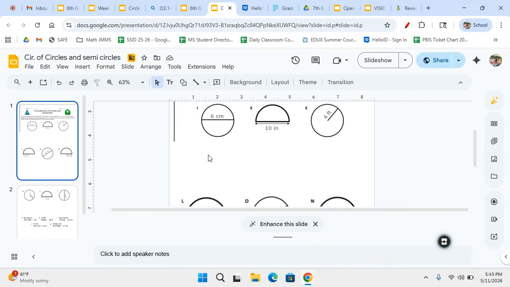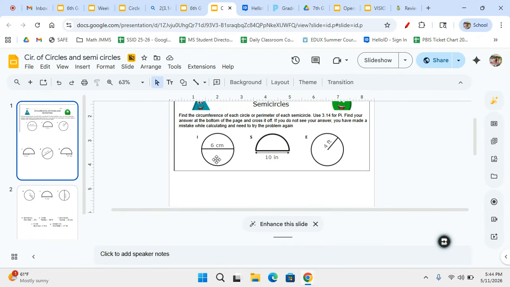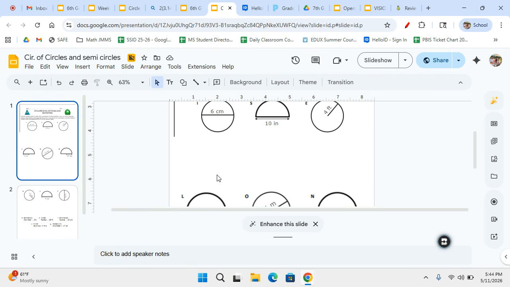Now, here we have a circle and it gives us the diameter. So I need to use my formula. I need to look at my notes and find, okay, circumference of a circle. I have the diameter. What's the correct formula? You're going to solve the problem, show your work below. I give you space to show your work below.